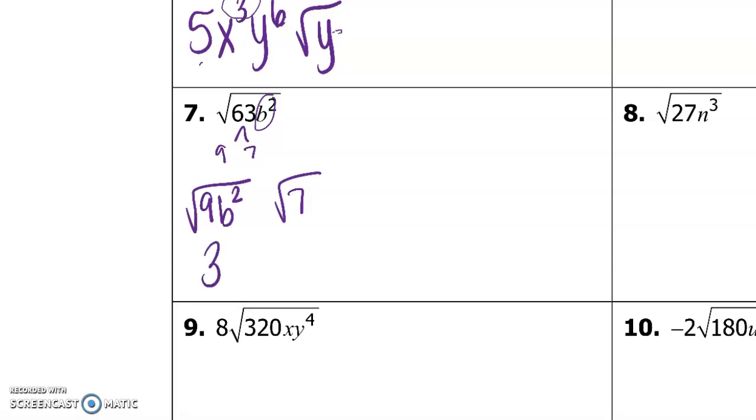Square root of 9 is 3. 2 divided by 2 is 1. So 3b is on the outside and then square root of 7.